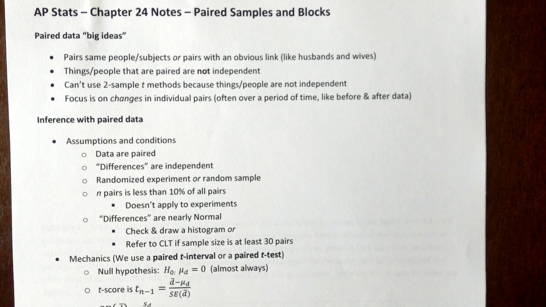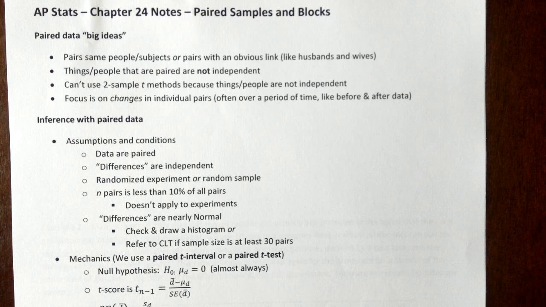Then we learned that the T model was very much like the normal model. It just tends to be fatter and shorter because it has more variability. If you have very, very large sample sizes, T and normal are virtually indistinguishable. And so we learned how to do one sample t-tests and intervals in chapter 22. In chapter 23, we looked at the 2 independent samples and comparing those 2 samples in a hypothesis test or confidence interval.